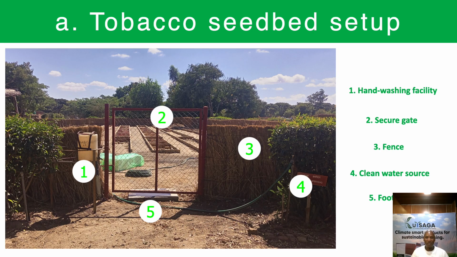You need a clean water source because some of the pathogens, some of the pests will be transmitted through dirty water. You need a foot bath so that people going into the nursery disinfect their feet. You need your site to be fenced. And of course, you need to wash your hands as you move into the site and out of the site.